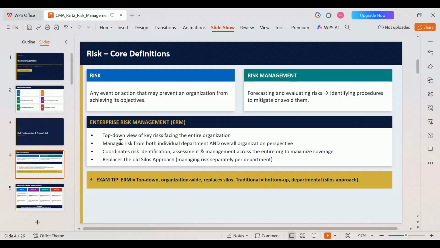Now we will move into the types of risks. Before we discuss, can you tell me what are the types of risks? What are the four main types of risks in a business?